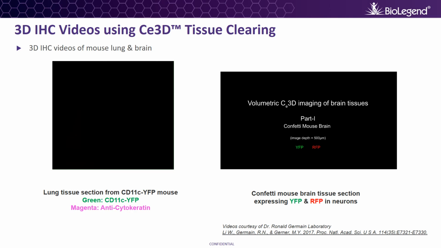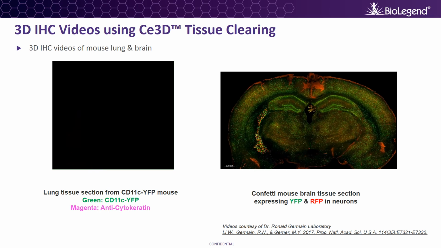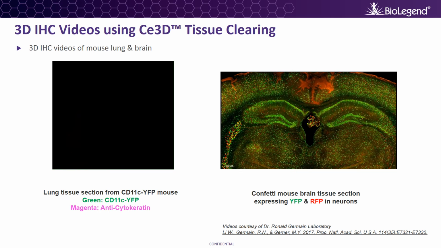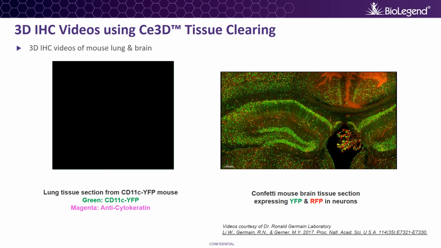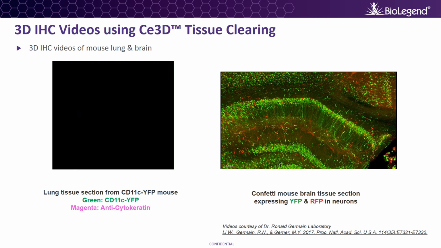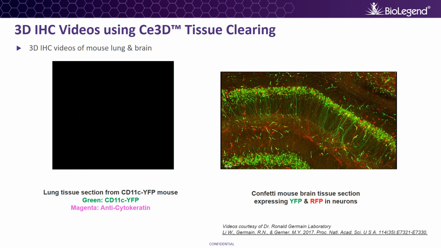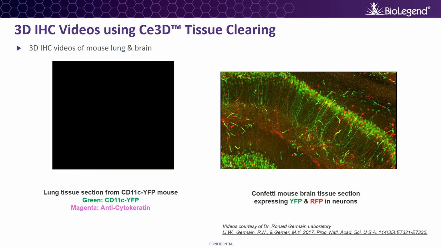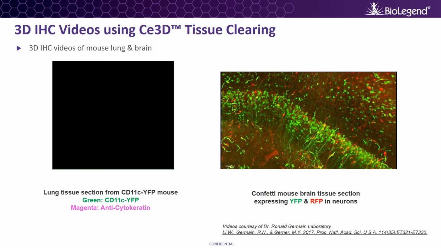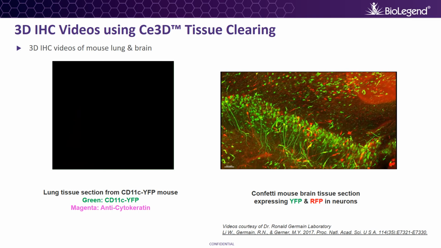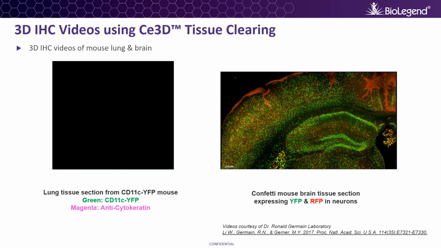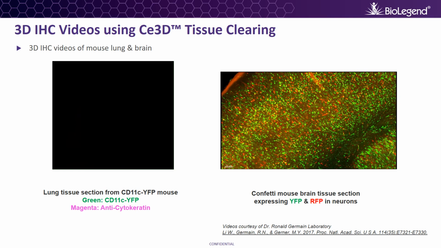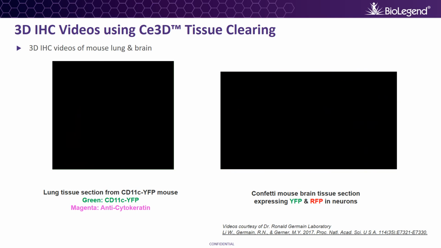In the video to the right side, I'm showing a 1 millimeter brain tissue section from a confetti mouse brain, which demonstrates individual neuronal cell bodies and axonal processes in the hippocampal and isocortical regions of the cerebral cortex. The confetti reporter mice express GFP, RFP, YFP, and CFP in distinct cells. So here you're looking at YFP and RFP signals in neurons.